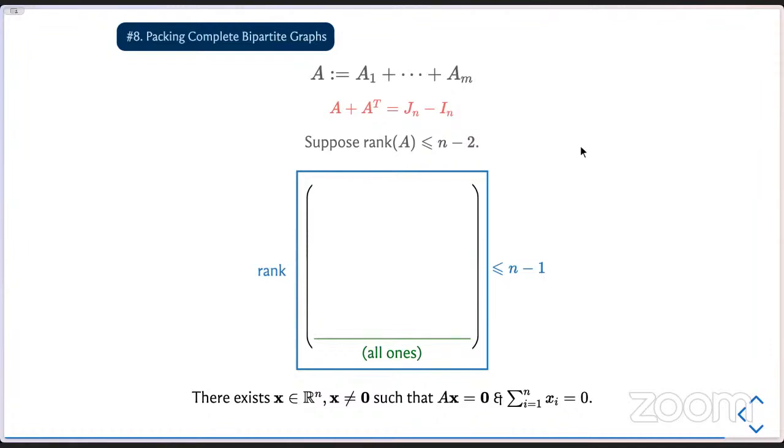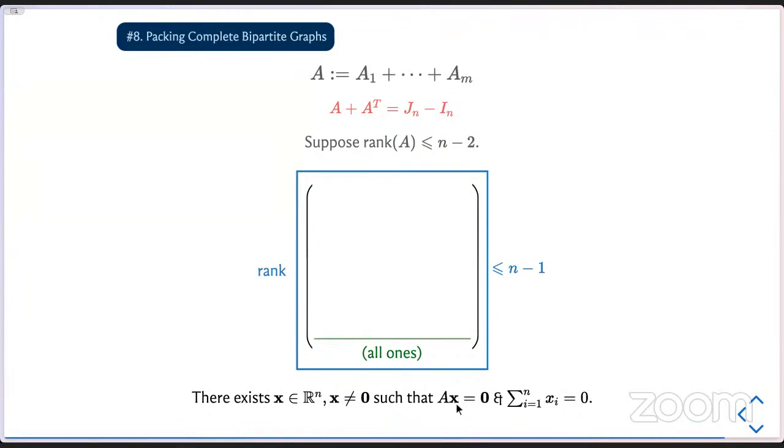So this matrix has n columns and n plus 1 rows. If its rank is at most n minus 1, it's not full rank, which means that there's a non-trivial vector in the null space. It's a non-trivial vector that this matrix is sending to 0. So let's grab that vector. There is some x such that Ax is 0 and x is non-zero.